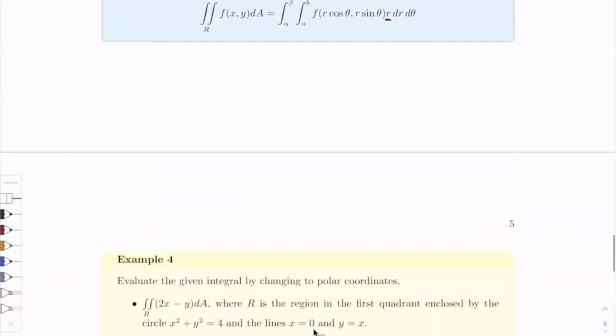Now let's look at the example. Again, I'll give you some time to try this out, and then I'll take it up.